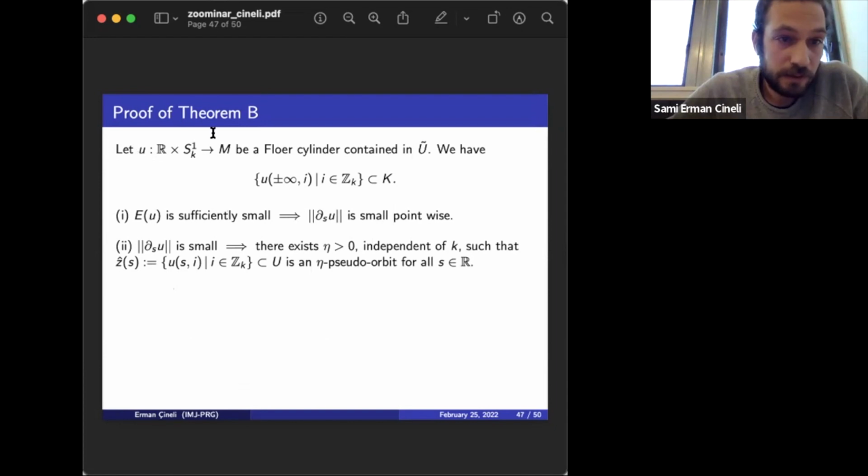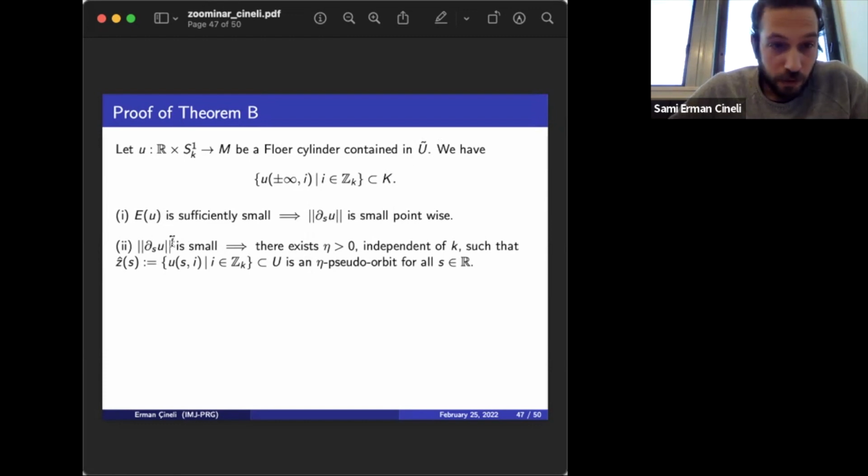Now let's take a Floer cylinder whose lift is contained in U tilde. Since it is contained in U tilde, both asymptotics are periodic orbits that are contained in K. Now, the first step is the following. If the energy of u is sufficiently small, then one can keep the derivative of u with respect to s pointwise small.